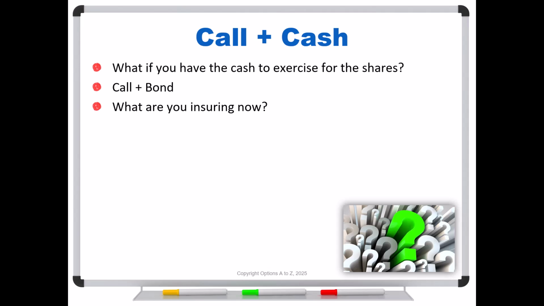Well, you see, in the first case, if you were holding a call and you're saying it's insuring the downside, well, you're also holding a call here. Isn't it also insuring the downside? No, it's not, because the cash is now acting as the hedge.